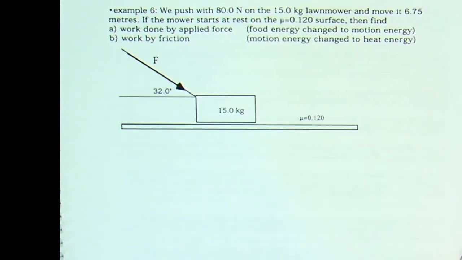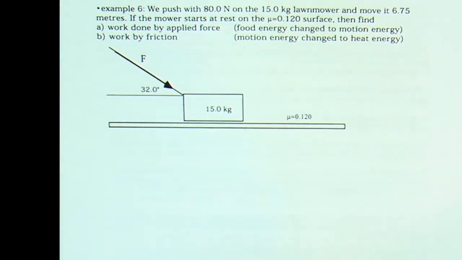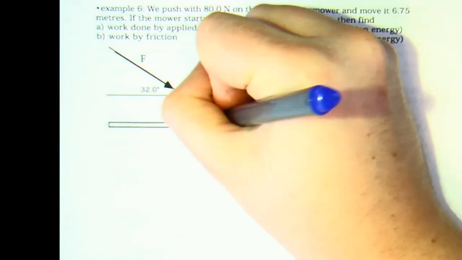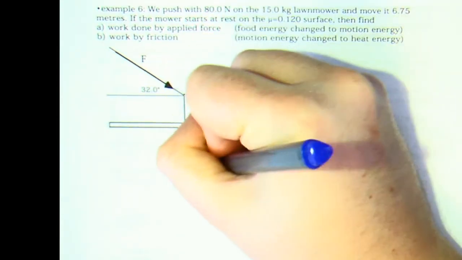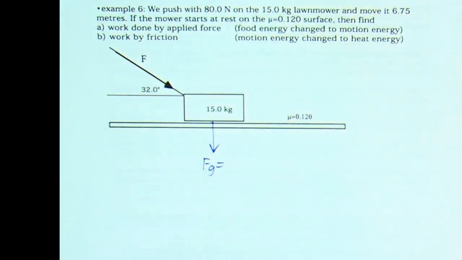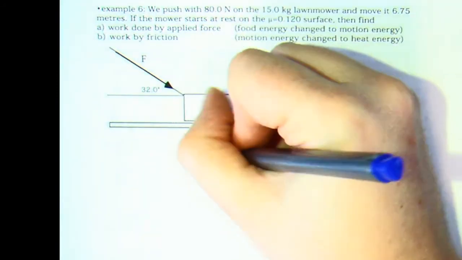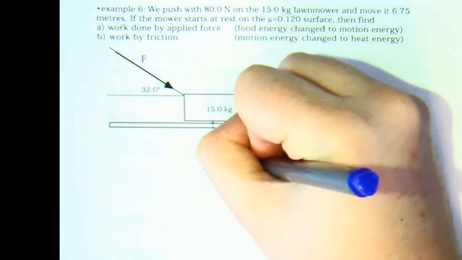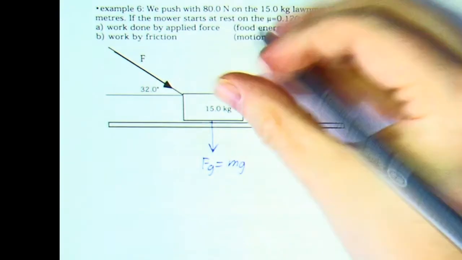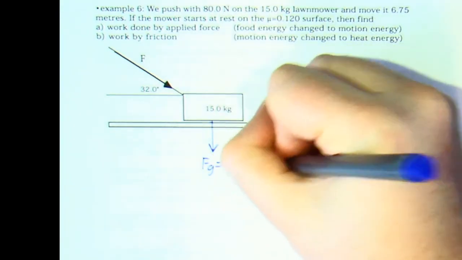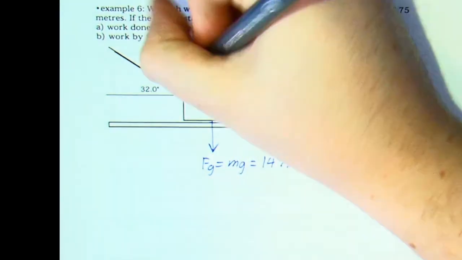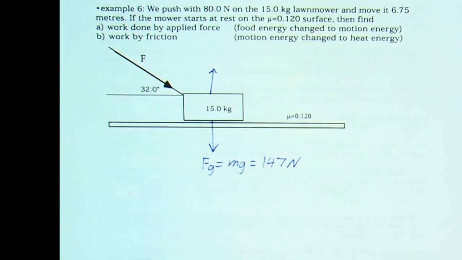So let's take a look at this. This will be a good review. Free body diagram. I've got force of gravity acting down on a 15 kilogram lawnmower. That's going to be mg, mass of 15 times 9.8, which gives me a force of gravity of 147 newtons.